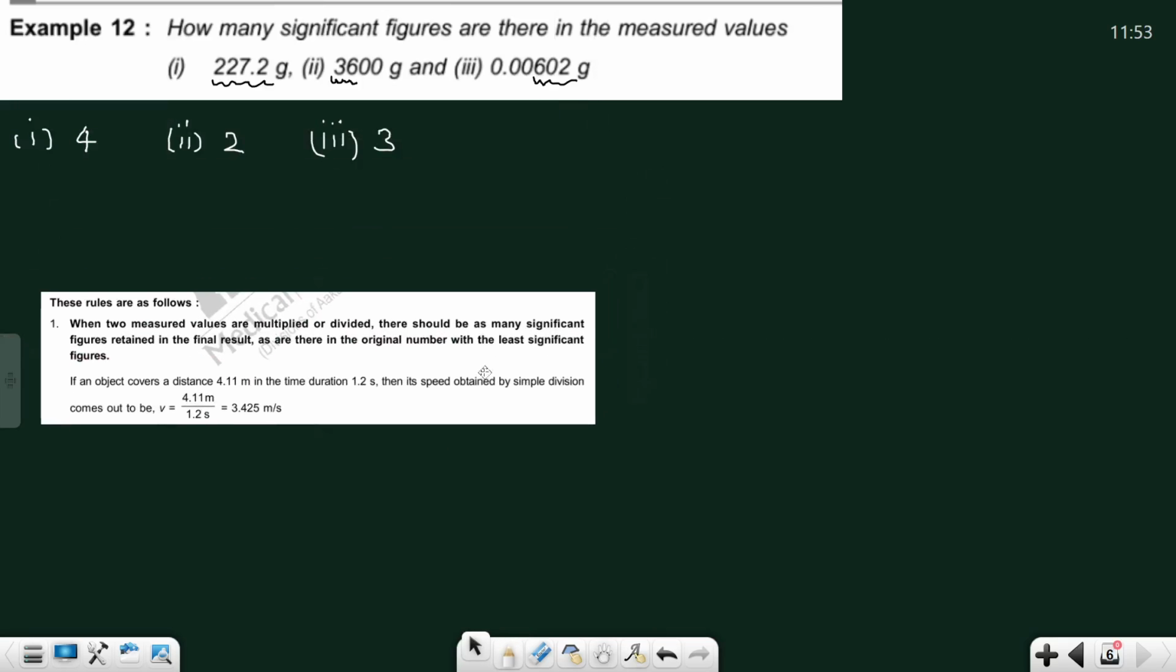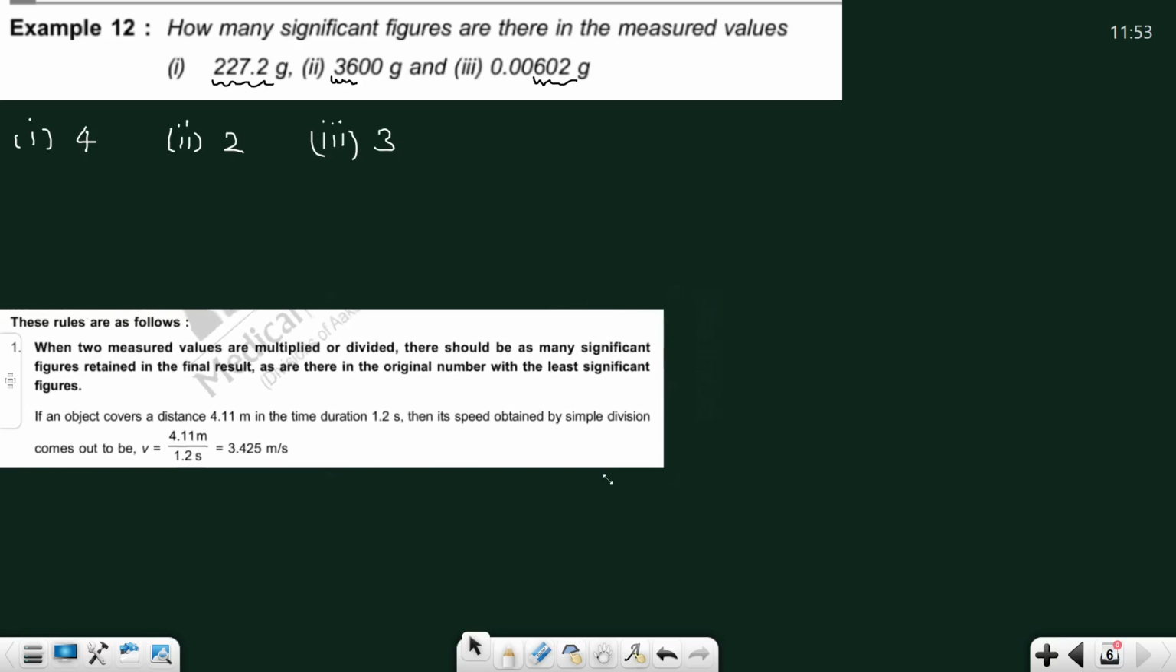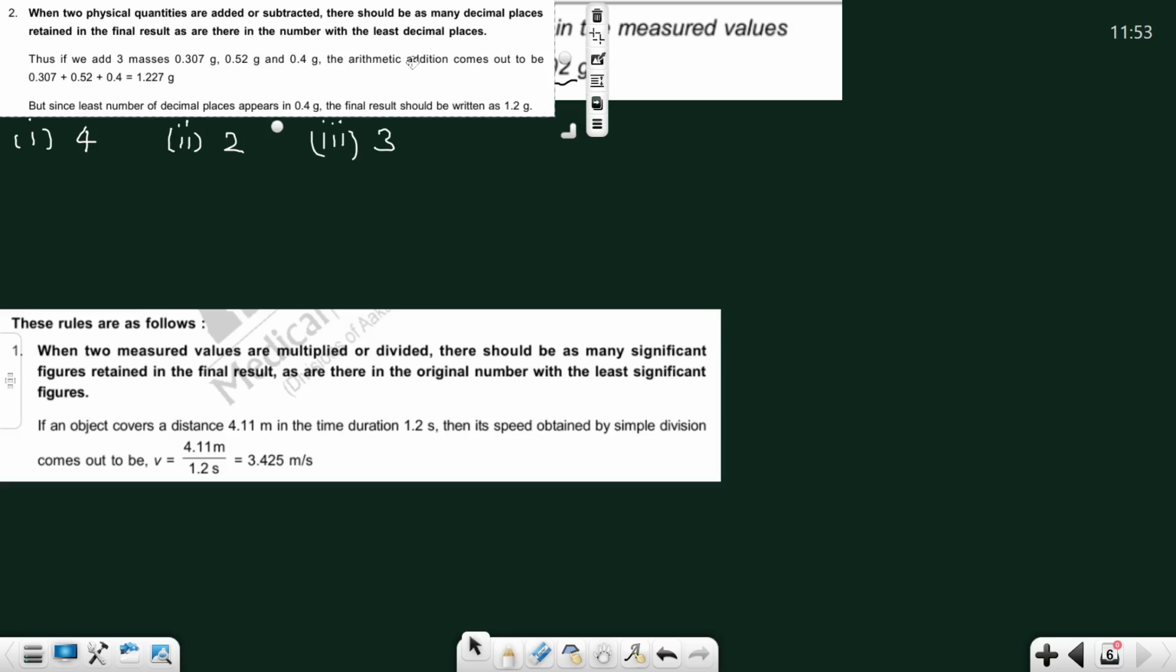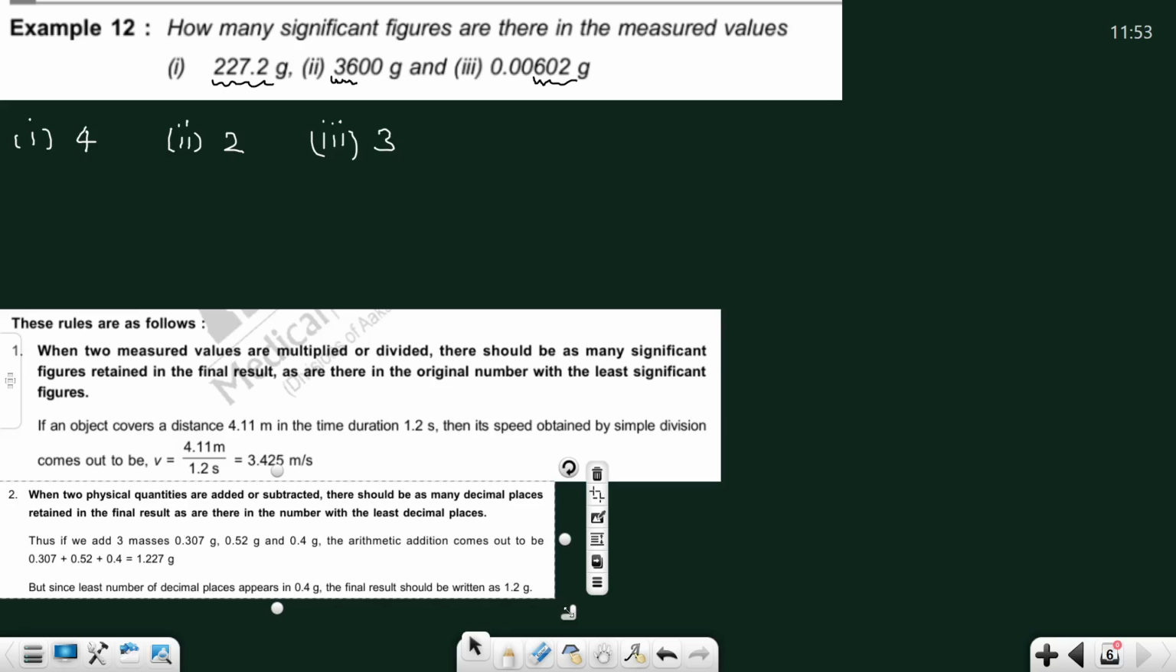Okay. Rules for arithmetic calculation. These are the rules. There are only 2 rules for arithmetic operation of significant figures.